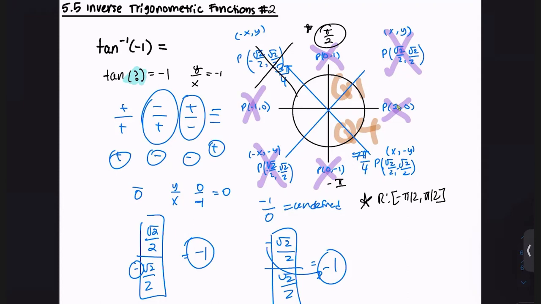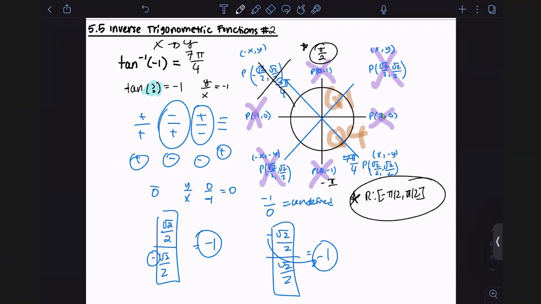And then you might make the mistake of saying, okay, well, then you know what? 7 pi over 4 is my answer. But that's wrong because if that's going to be your answer, then that's going to go over here. And what you're saying over here is that the inverse of tangent of -1 is 7 pi over 4. But you have to remember that if you put an x and this is your y, and you know that your y's can't be less than -pi/2 or greater than pi/2, then you know that this isn't your answer.